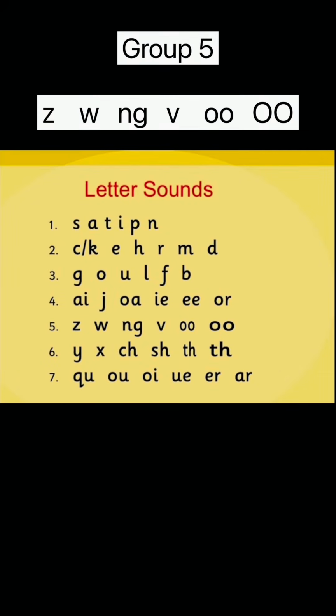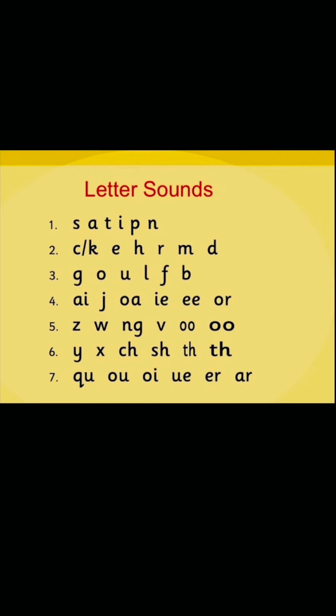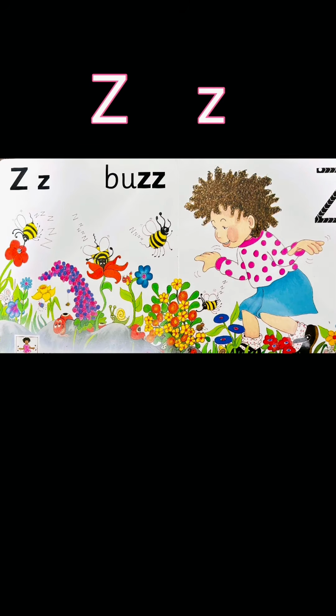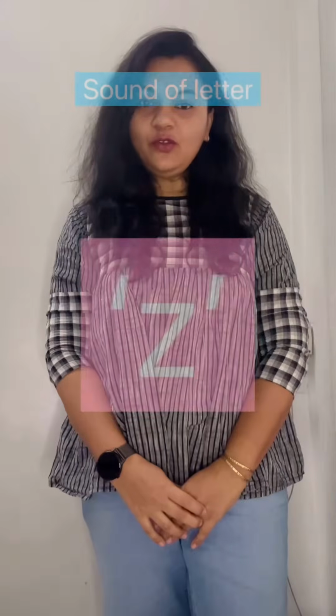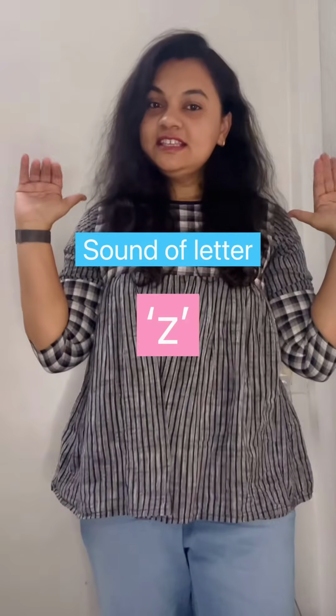Now Group 5: Z, W, NG, V, double O. Sound of letter Z. For action, put arms out at sides and pretend to be a bee and say zzz. Sound of letter Z.